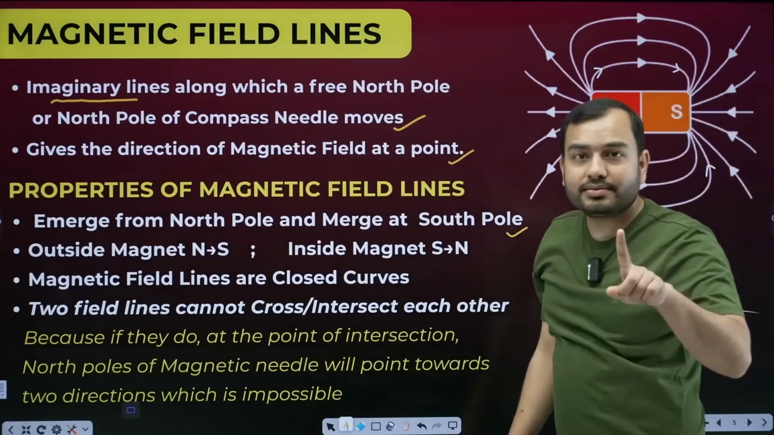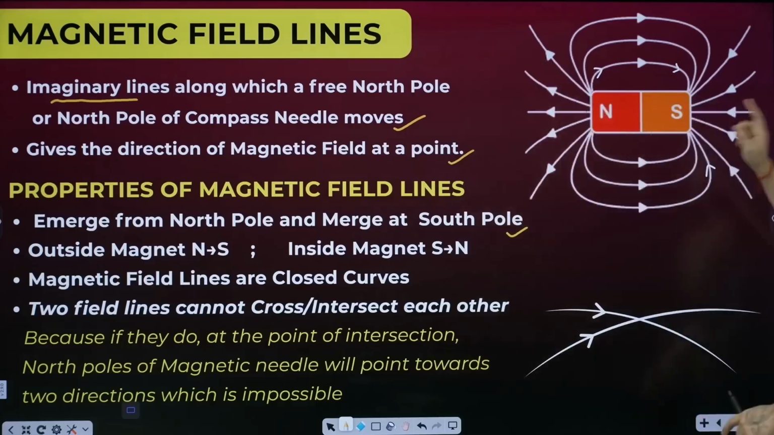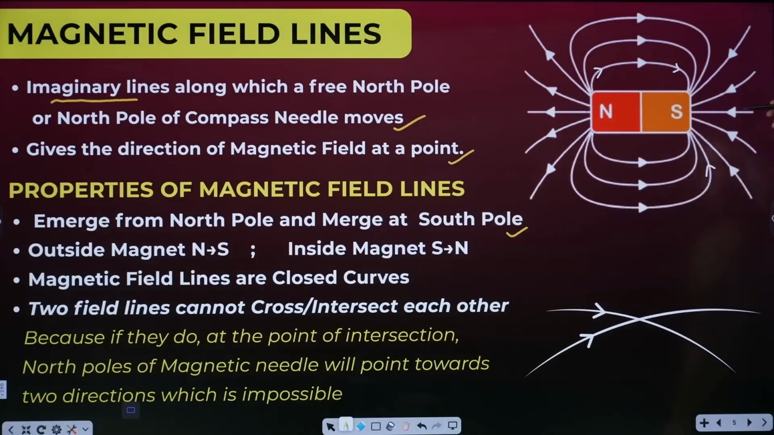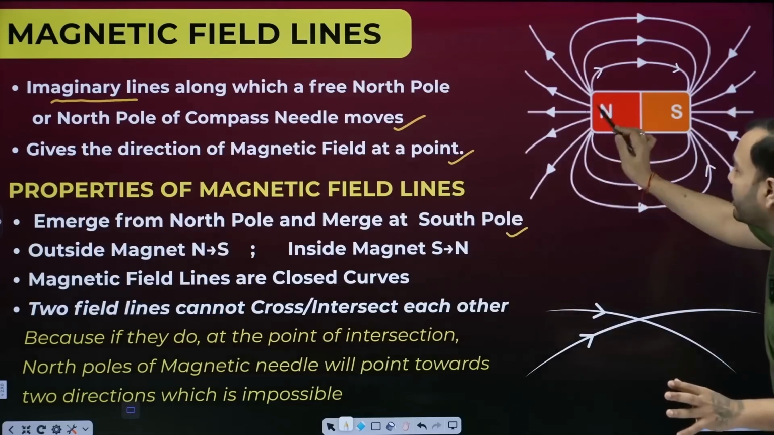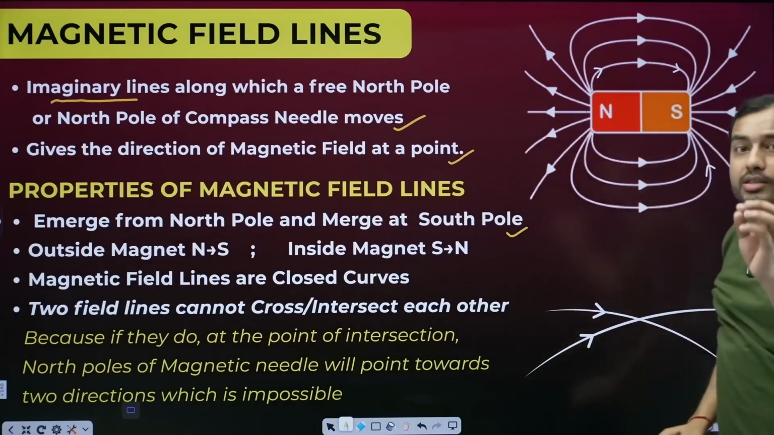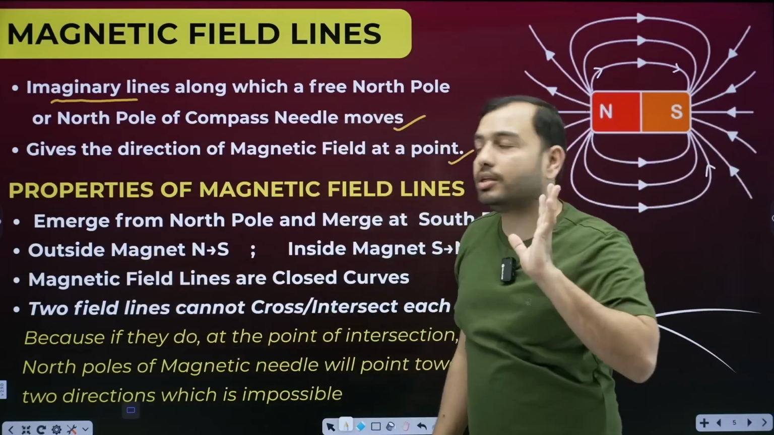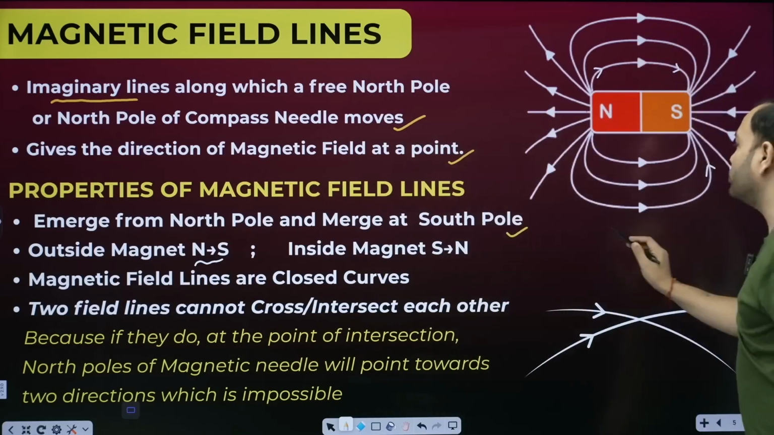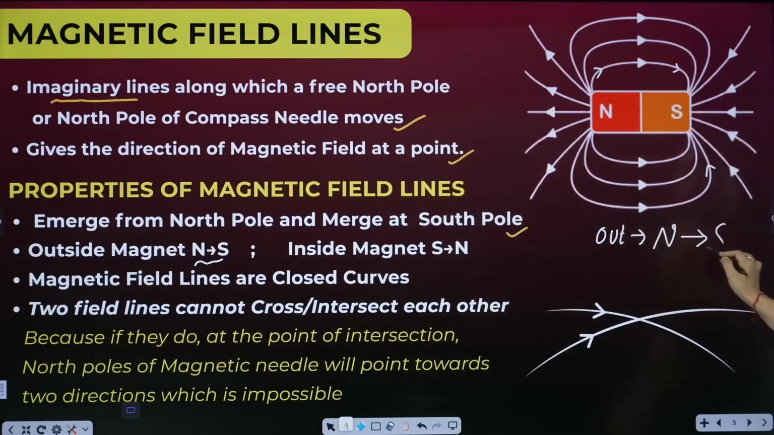Carefully: as many lines as emerge from the north, the exact same number of lines will enter the south. Count 1, 2, 3, 4, 5. And 1, 2, 3, 4, 5. Equal. And look here too, 1, 2, 3 and 1, 2, 3. Equal. What is the direction of the magnetic field line outside the magnet? It is north to south.